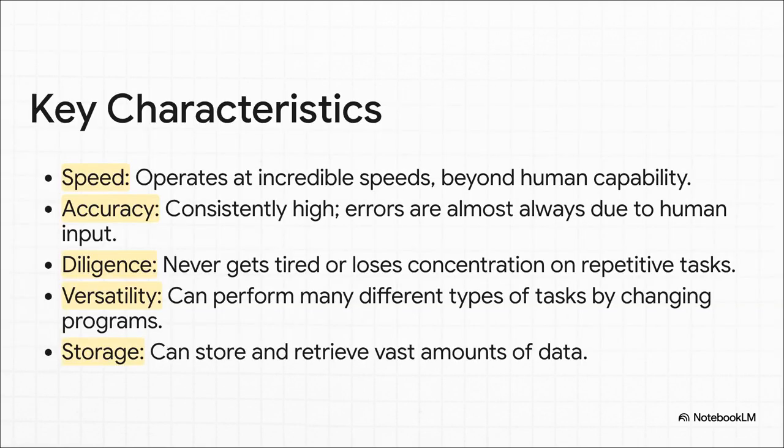So what makes computers so powerful? It really comes down to these 5 things. First, speed. They can do billions of things per second. Next, accuracy. They don't make mistakes, but remember, GIGO. They only work with what we give them.